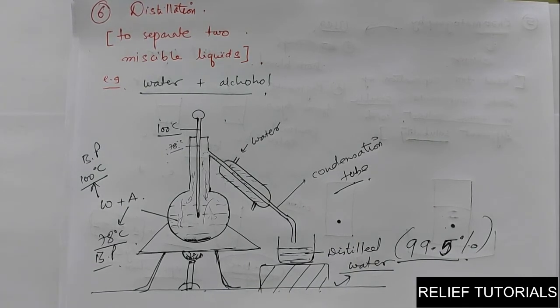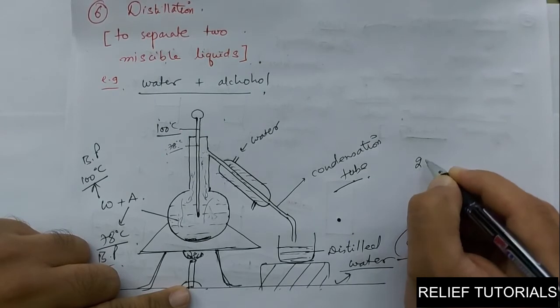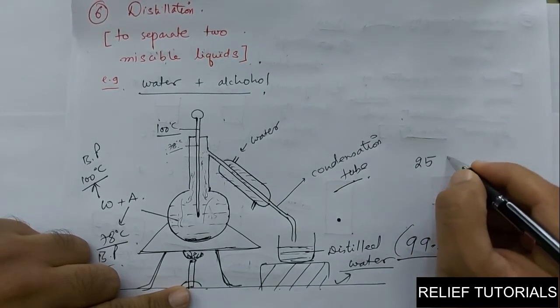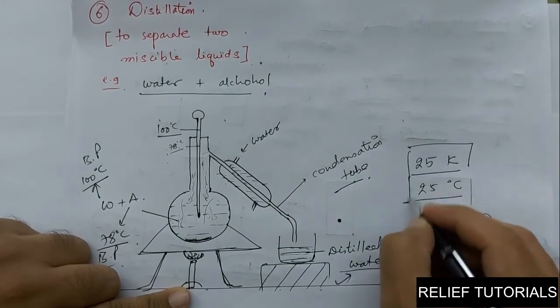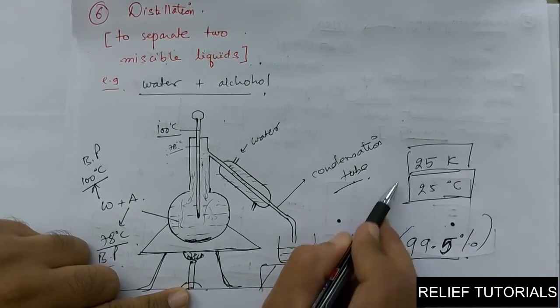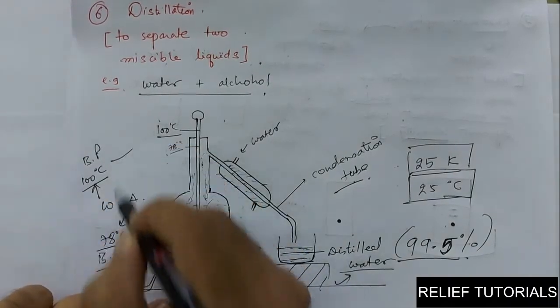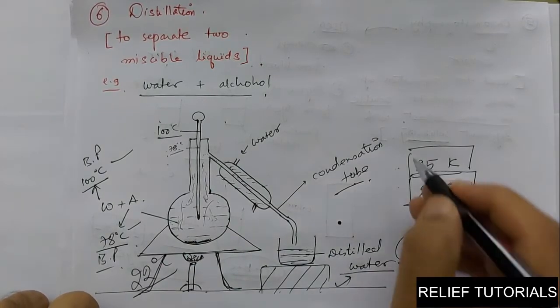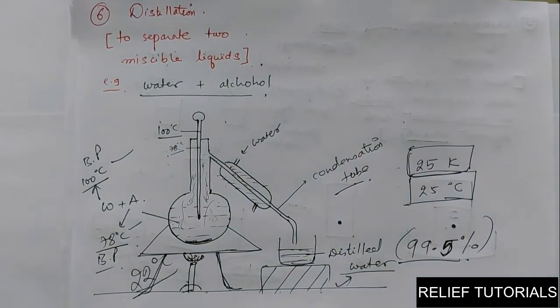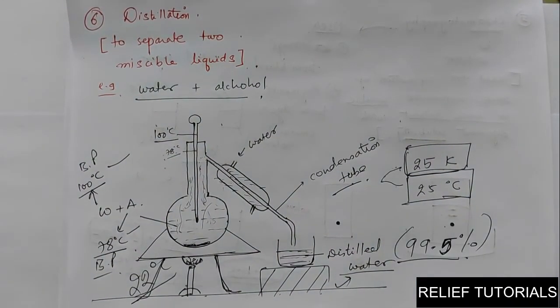This process can be used when the difference in the boiling points of the two liquids is nearly 25 Kelvin, meaning nearly 25 degrees Celsius. The difference I am talking about, this is not the boiling points, this is the boiling point difference between the two liquids. Just like here, the difference between these two is nearly 22 degrees Celsius or 22 Kelvin. The difference will be the same. So the difference in boiling point must be nearly 25 Kelvin or more. Then only you can use this simple distillation process.